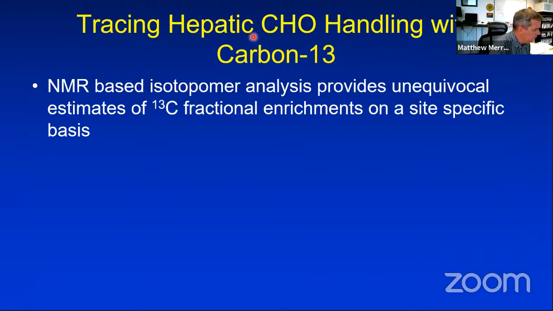So now we want to get into the carbon-13 tracer experiments. We wanted to look at how the mitochondria in the hepatocytes were handling the pyruvate that was coming in. The NMR-based isotopomer analysis gives us these unequivocal carbon-13 fractional enrichments because we can get this site-specific enrichment.